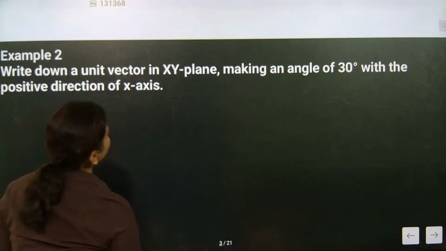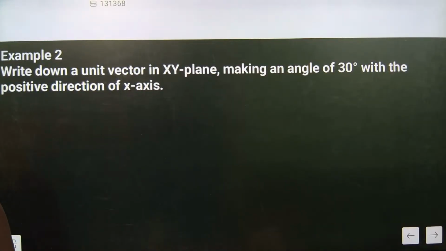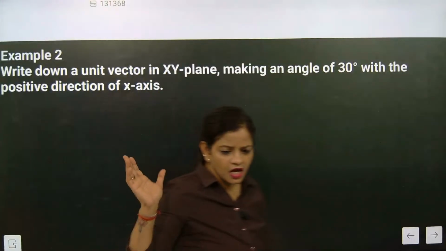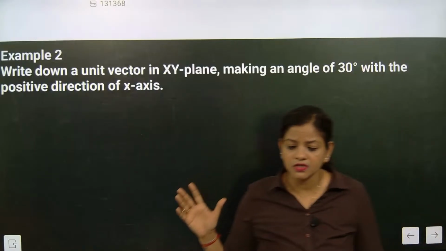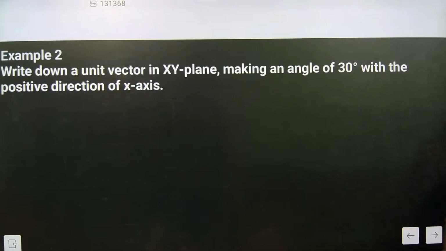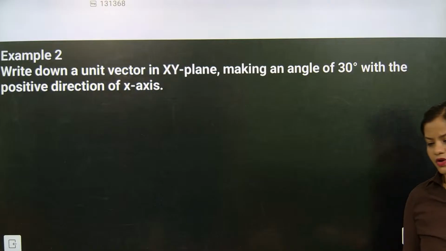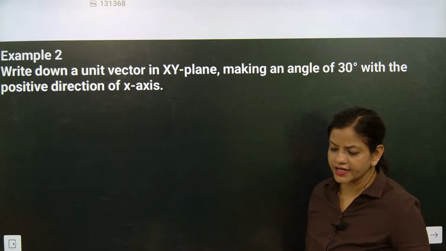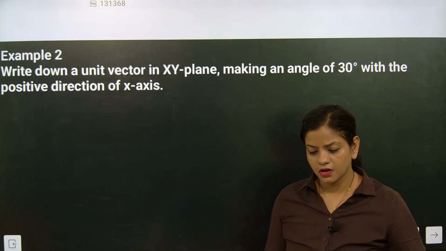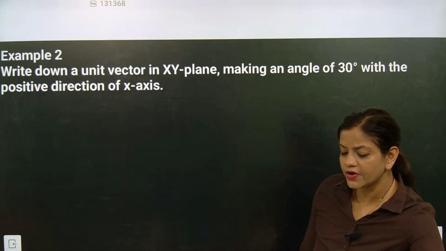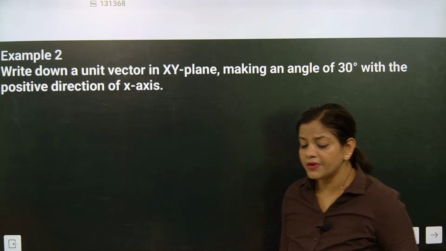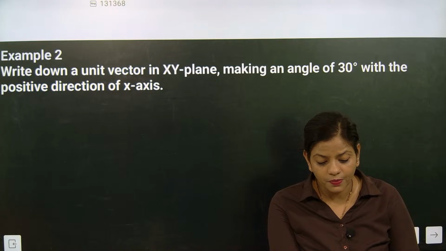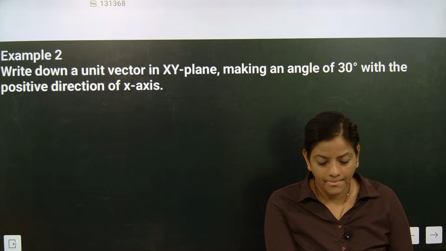Write down a unit vector in the xy plane making an angle of 30 degrees with the positive direction of the x-axis. Please solve this type of question. Until you solve these pattern questions, it will not be good. Come on, try this question. This is the second example I have given you. Start solving the question fast and give me the answer. Here the angle given is 30 degrees, so please solve based on that.